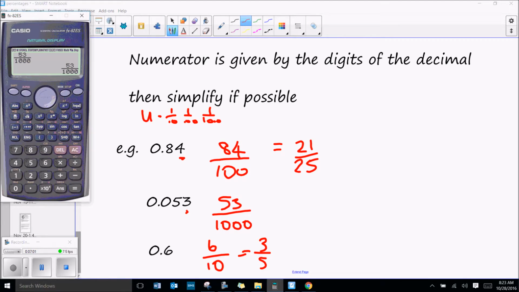If your calculator is available to you, then you can enter the decimal value, 0.84, and you press equals. If in the correct mode, it will come up immediately with the appropriate fraction. If it's not, then this button can interchange.